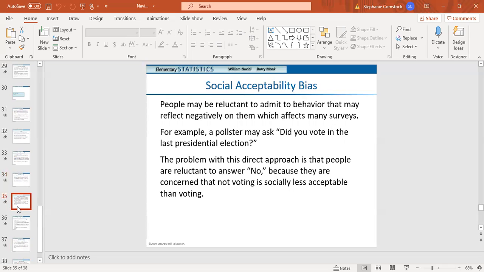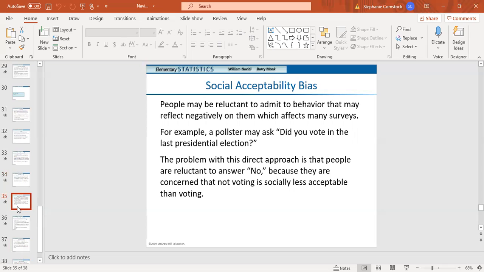For this one, people oftentimes may be reluctant to admit to behaviors that reflect negatively upon them. So, example, they may ask, did you vote in the last presidential election? Now, the thought here is if you are of an eligible age to vote, you should vote. Okay. And so the problem is with this straightforward, did you vote? People are probably not going to be real inclined to go, no, I didn't, because it's not considered what I should do if I were to say no. Society expects us to vote if we're eligible so that we can get our opinions heard.